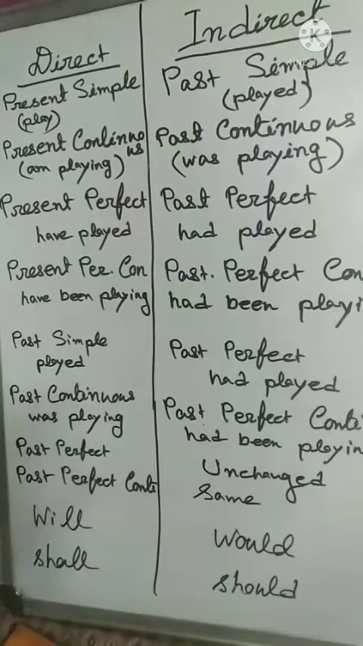For example, Satish said, "I am going to watch the match." That is the direct speech. And indirect speech, or reported speech, will be like this: Satish said that he was going to watch the match.